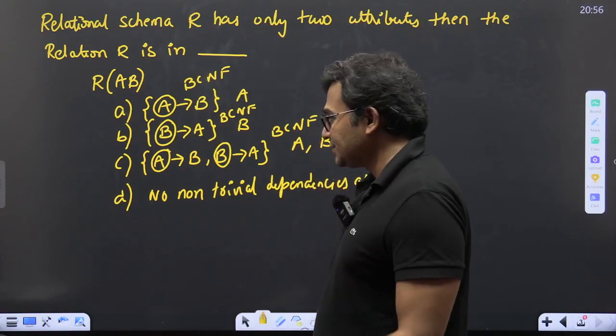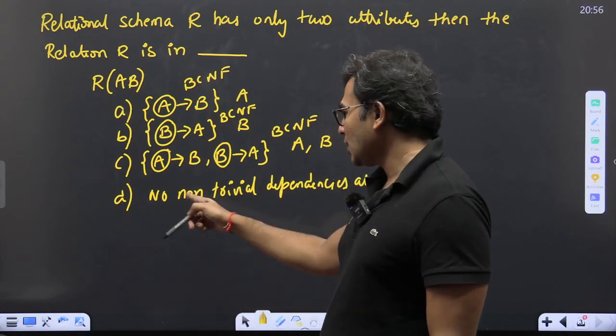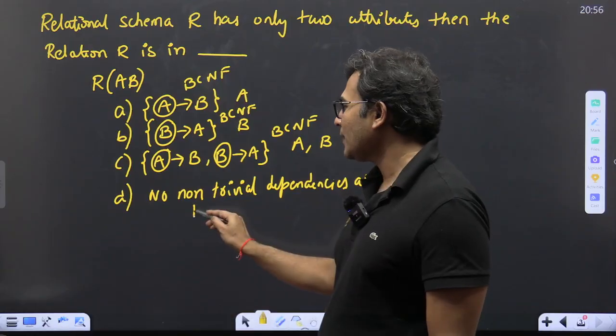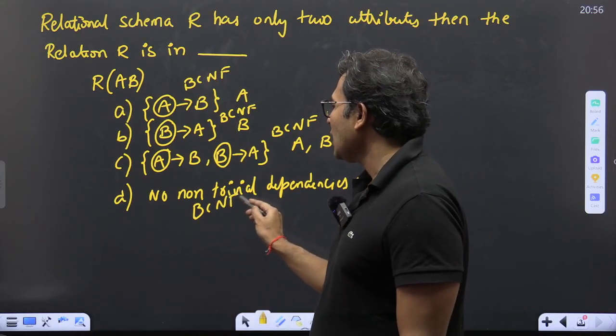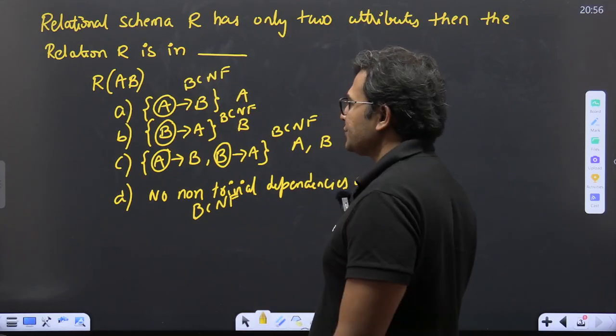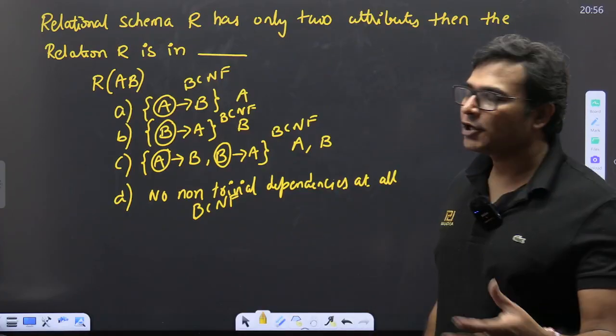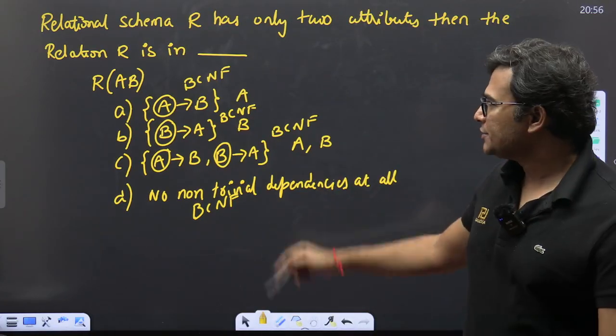And we have just seen in the previous example that when there are no non-trivial dependencies, then it is in BCNF. Therefore, if there are only two attributes, then the highest normal form that the table can be in is BCNF. Okay.